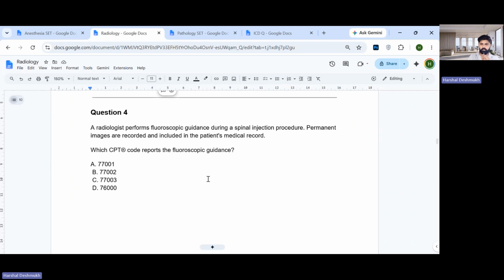A radiologist performs fluoroscopic guidance during a spinal injection procedure. Permanent images are recorded and included in the patient's medical record. Find the appropriate code here among the four.